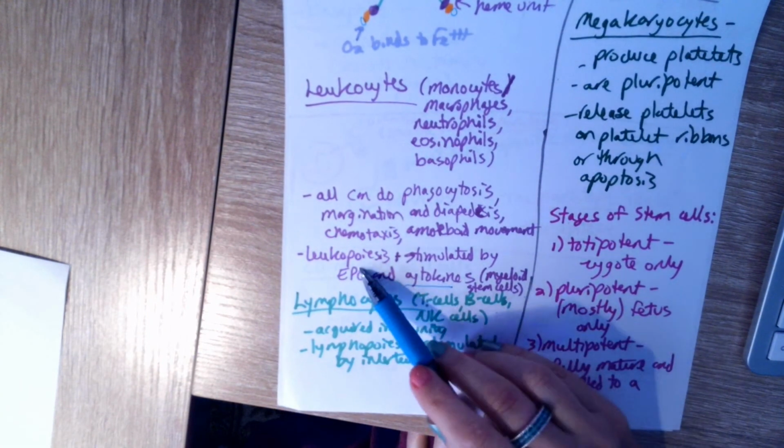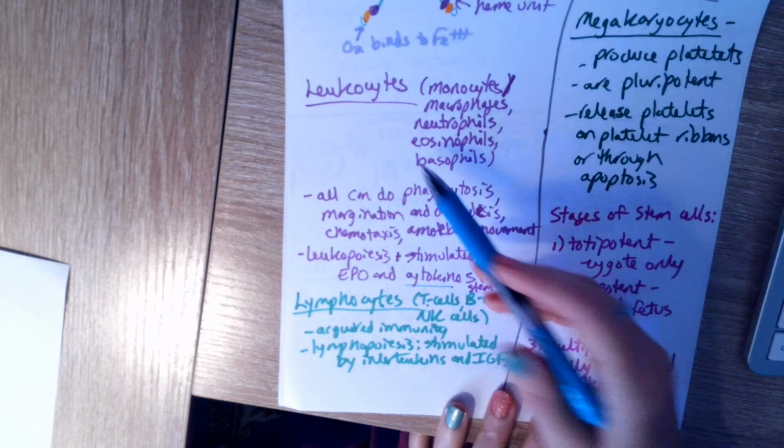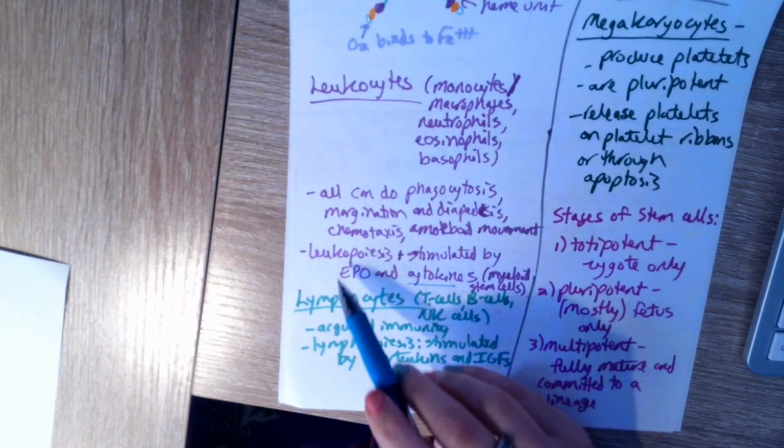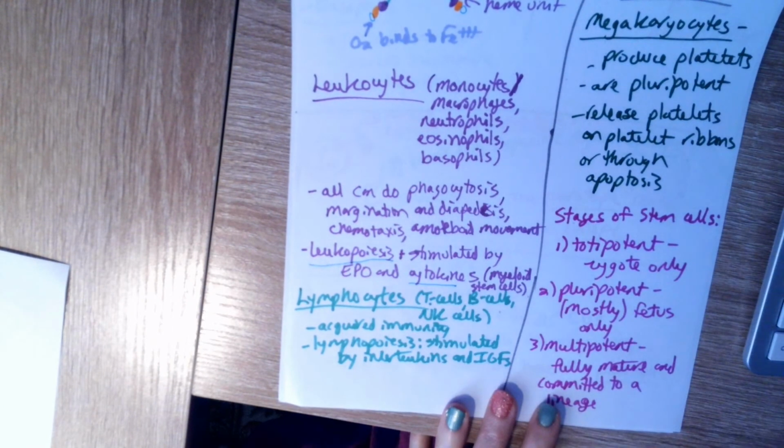Now the production of white blood cells, if we're thinking of leukocytes, so the production of leukocytes specifically is called leukopoiesis.